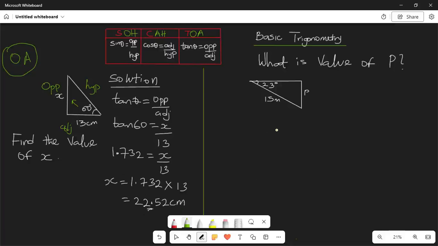So let's move to the second question. In the second question, the question says, what is the value of p? From this question, this is our hypotenuse side. The same thing we need to do first: identify the three sides of the triangle. The longest side is always the hypotenuse. Then wherever the angle is facing is the opposite. So 23 is facing this side, so this is the opposite. Then this is the adjacent.